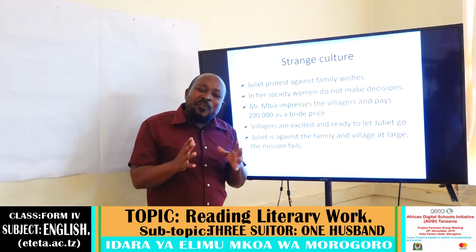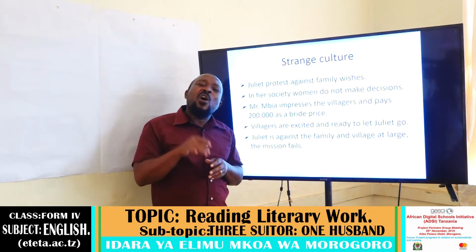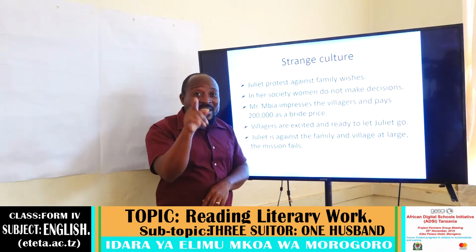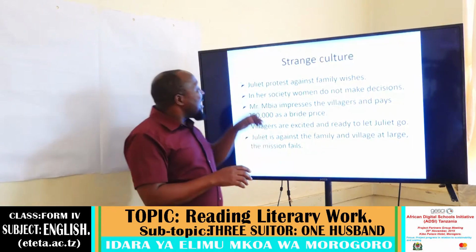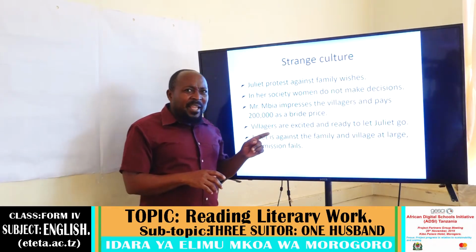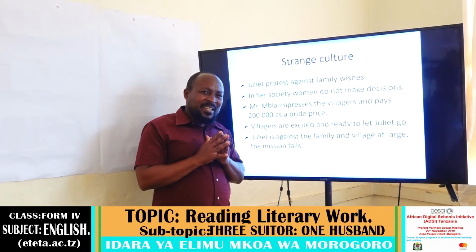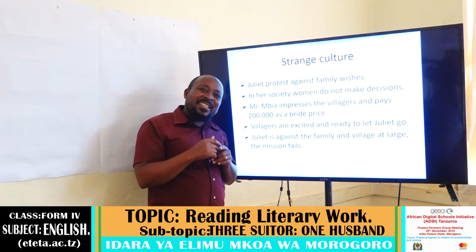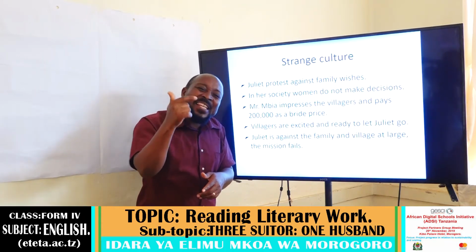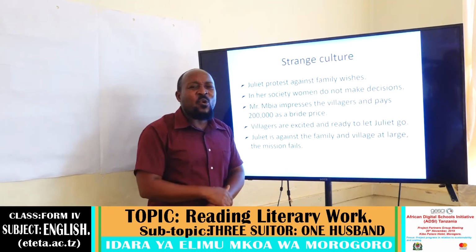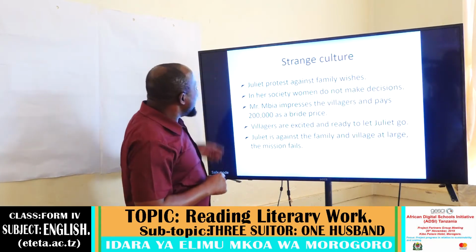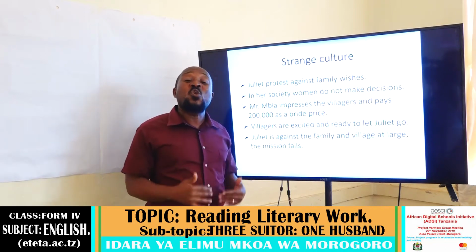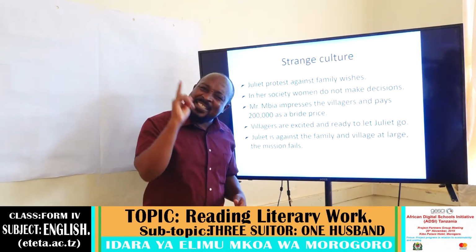You see, in typical African societies, women are not supposed to make decisions. Juliet is making decisions. That is very strange. You see, Mr. Mbia has impressed the villagers, and they are in his support. How could a daughter, just a girl, deny 200,000 francs, which has impressed all the villagers? That is strange. Villagers are excited and ready to let Juliet go, but Juliet is not ready to join Mbia's life. That is strange.